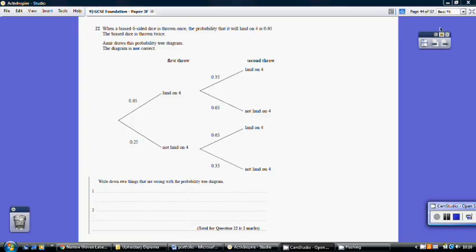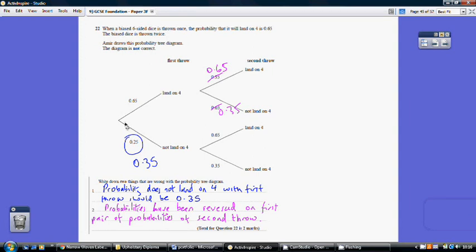Question 22. So write down 2 things that are wrong with this. Well, firstly, these 2 probabilities here only add up to 0.9. They don't add up to 1. So the first error is this probability here should be 0.35. Probability does not land on 4 with first row should be 0.35.